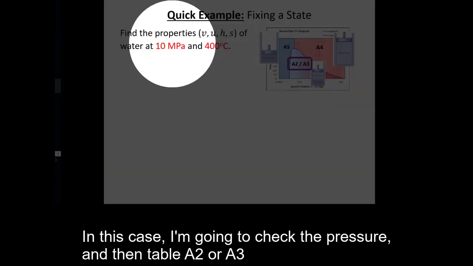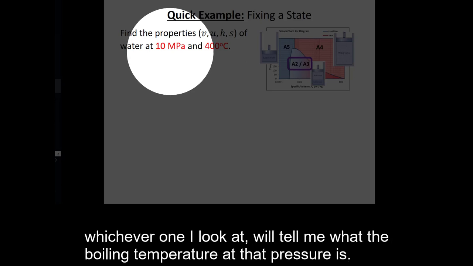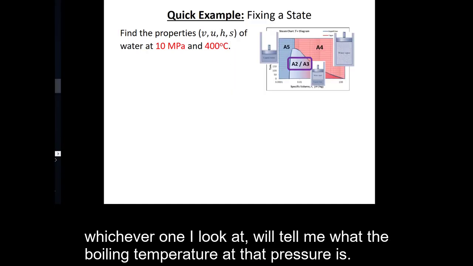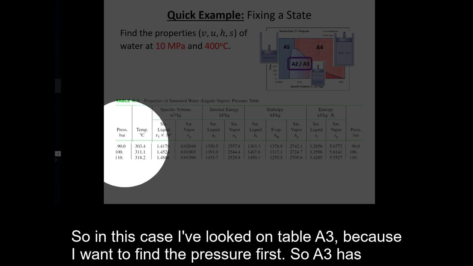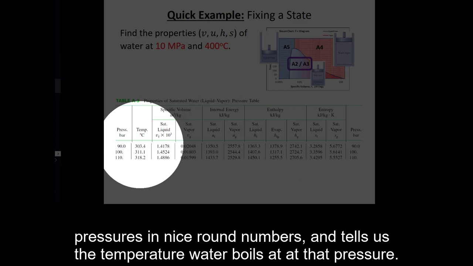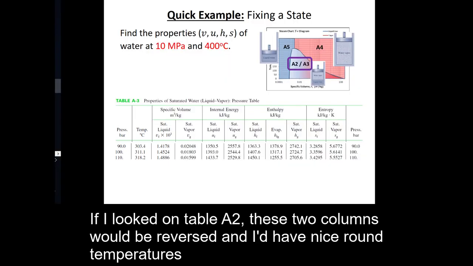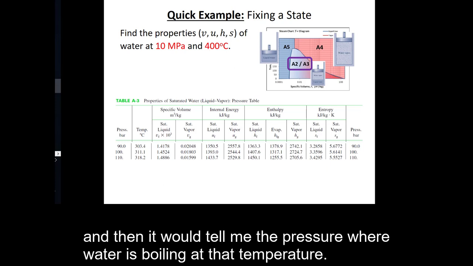In this case, I'm going to check the pressure. And then table A2 or A3, whichever one I look at, will tell me what the boiling temperature at that pressure is. So in this case, I've looked on table A3 because I want to find the pressure first. So A3 has pressures in nice round numbers and tells us the temperature water boils at that pressure. If I looked on table A2, these two columns would be reversed. I'd have nice round temperatures, and then it would tell me the pressure where water is boiling at that temperature.